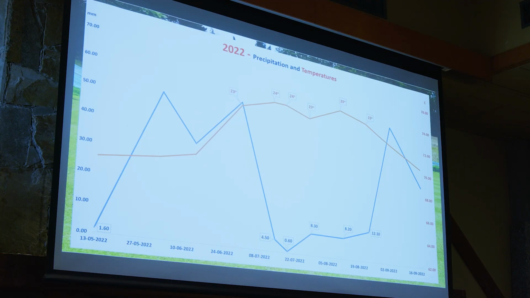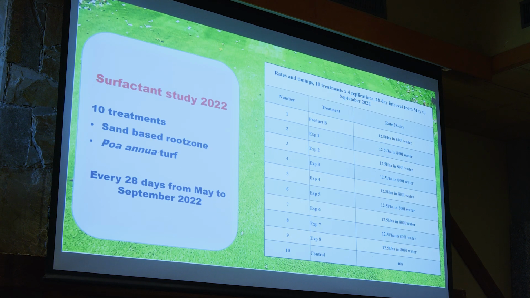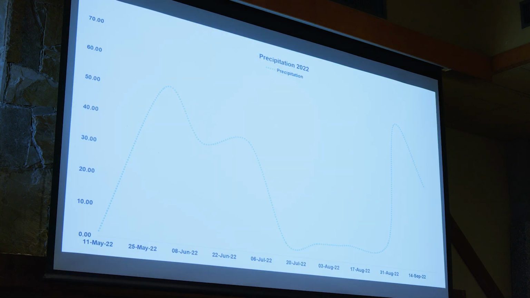But it was also very wet. So we got some really good drought stress data from using surfactants. This is the thing that went out. 10 different treatments, different surfactants, went out every 28 days. This is the rainfall on those trial sites. That's where the heat wave kicked in, so 2 months of very dry weather.